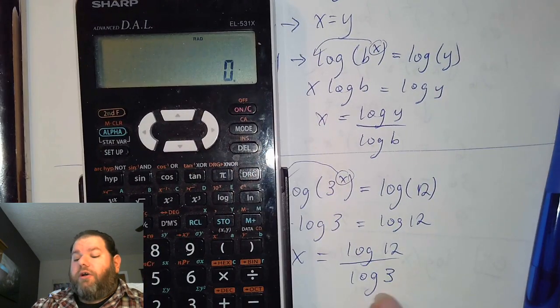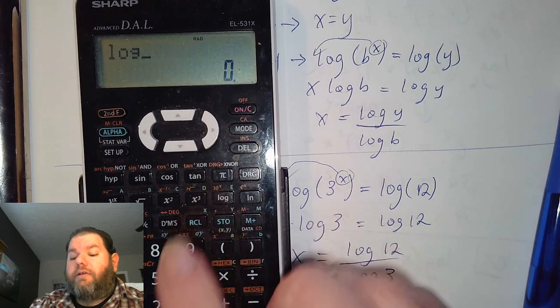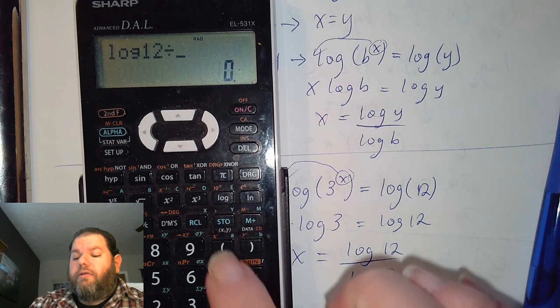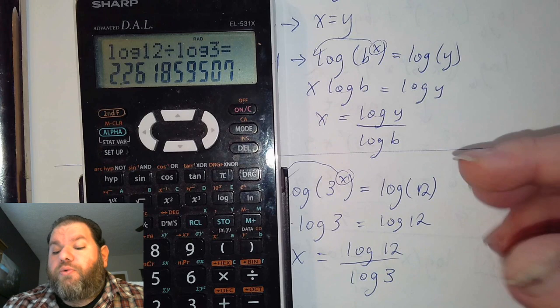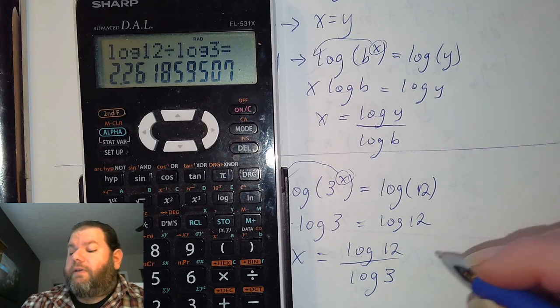Alright, so we have log 12 divided by log 3. And that comes out to be 2.226.